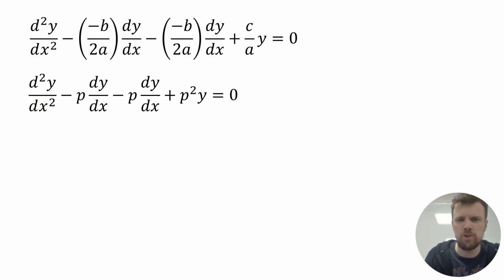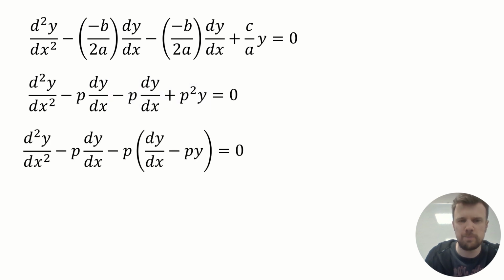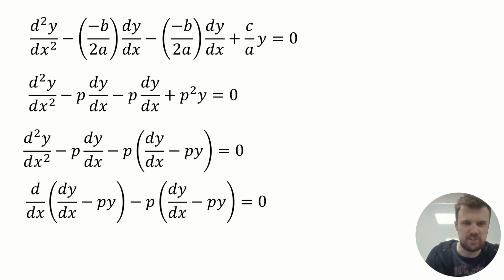We can factorize the third and fourth terms because we notice they both have a factor of minus p. So, factorizing minus p out of both of them, you'll get a dy over dx minus py inside the brackets. But then, the first and the second term can also be rewritten because we realize that secretly, that's just dy over dx minus py differentiated with respect to x. So, we can write this.